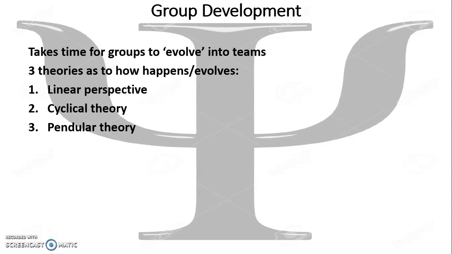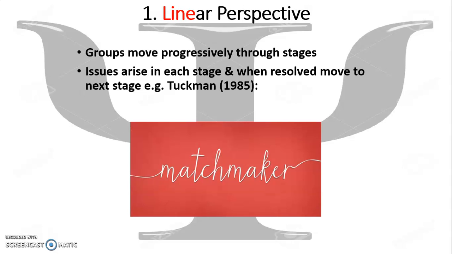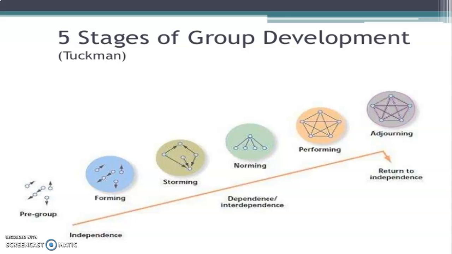So, three theories we're going to have a bit of a look at. First is linear theory. So, linear suggests, as it's in red there, being in a line. I did have an example of an activity I was going to do, but that's not really appropriate, so let's move on. So there's your 5 stages of group development according to Tuckman.